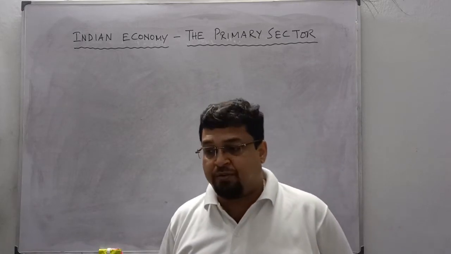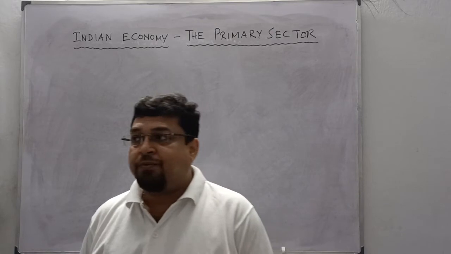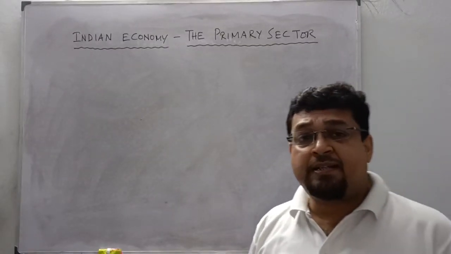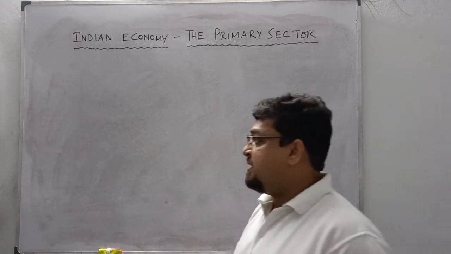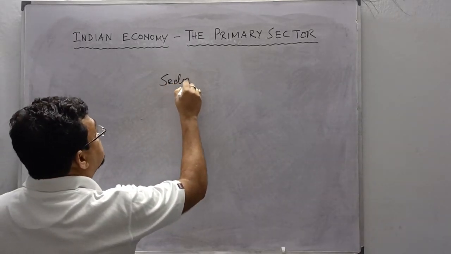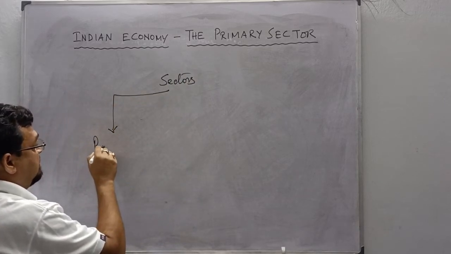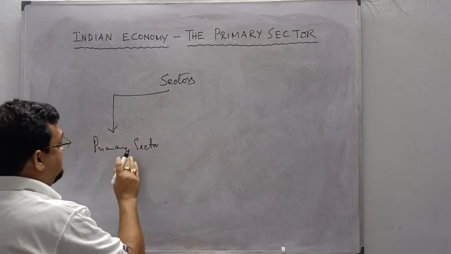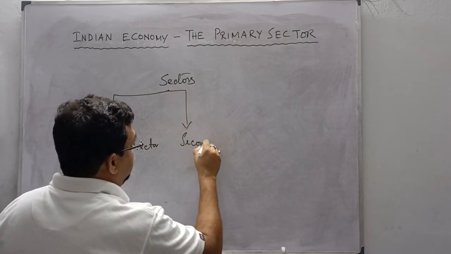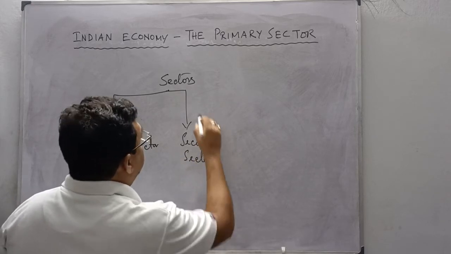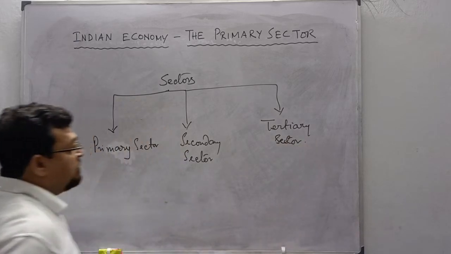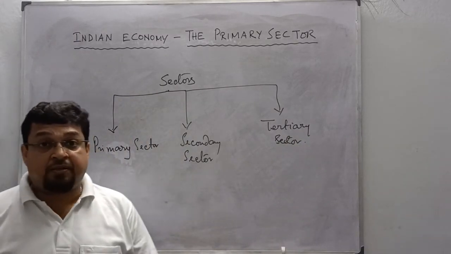As we start, according to the syllabus, our next chapter is the Indian economy, the primary sector. Just as a recap, as you have studied earlier, the sectors of the economy. Before we go into the core part of the primary sector, the sectors we had: one, the primary sector; the second, the secondary sector; and the third, the tertiary sector.